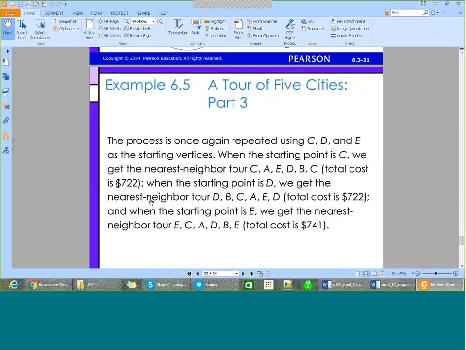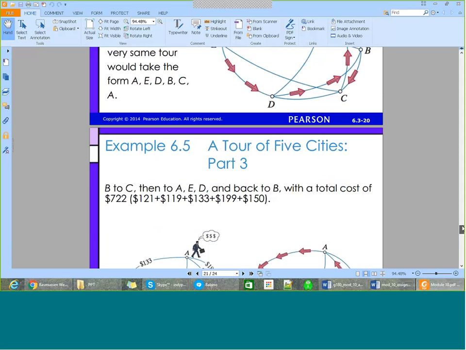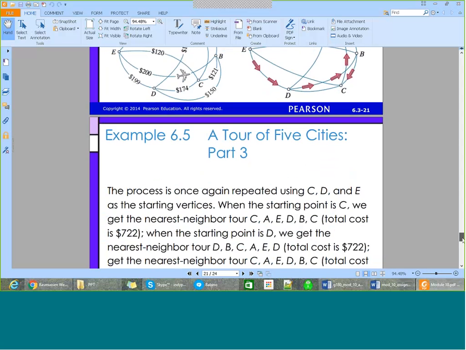Make sure you get $722. If you do the same thing for D, you get a total cost of 722, and then if you start from E, you get a total cost of 741. So 722 seems to be the cheapest route. Okay.